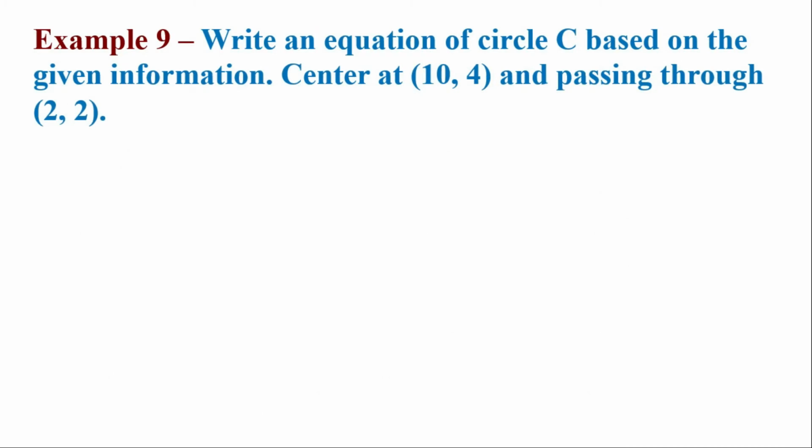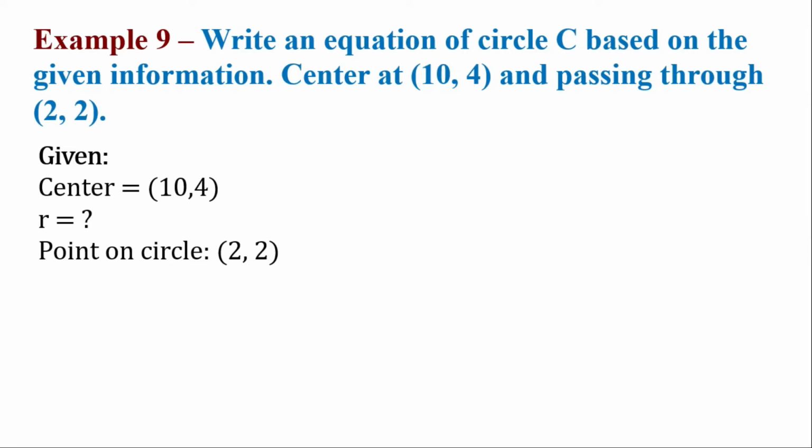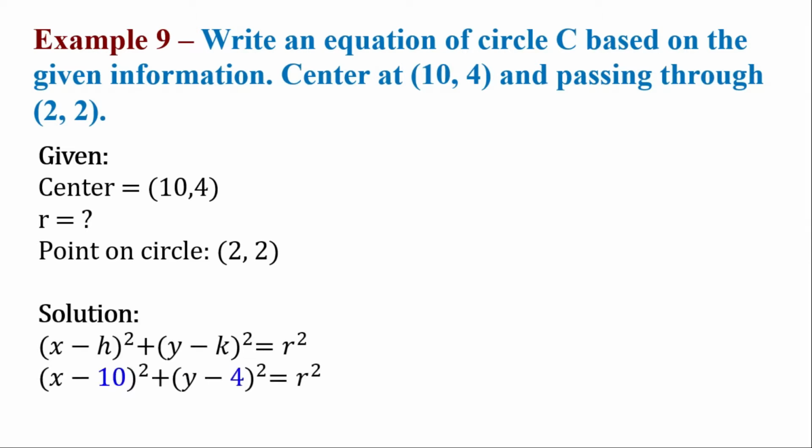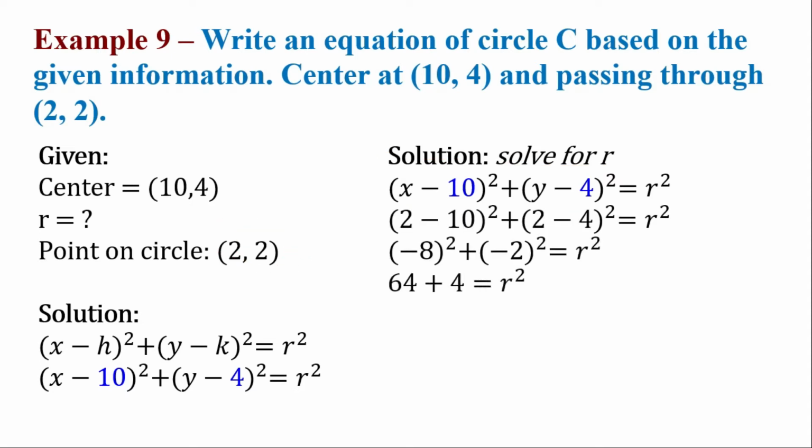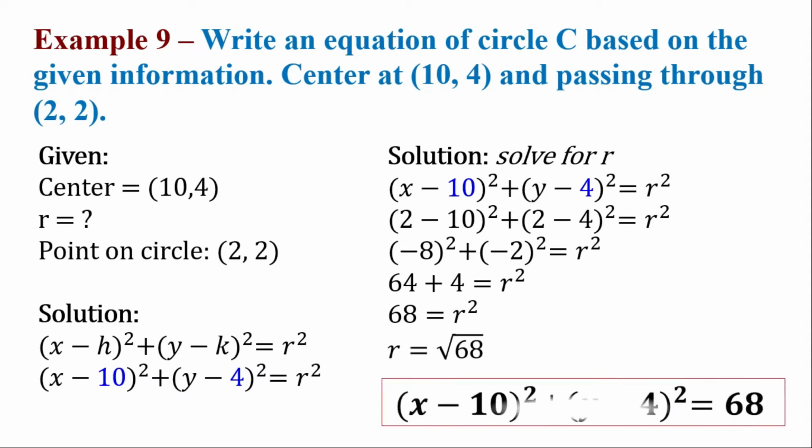Now next, the center is at 10, comma 4 and it is passing through 2, comma 2. So all we need to do here is to use 2, comma 2 to get the radius. Let's just substitute first the 10 and 4 and get the circle equation. And upon getting this, let's substitute 2, comma 2 to get the radius itself. So 2 minus 10 squared and 2 minus 4 squared. That is negative 8 squared plus negative 2 squared. So that is 64 plus 4, that is 68. So the radius is the square root of 68. So now we have our equation of the circle.